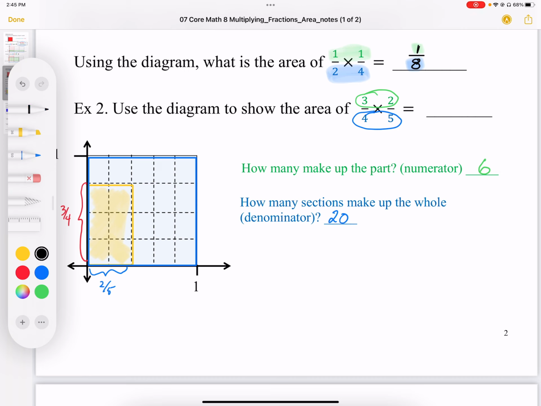So when I write my answer here, the number of parts that make up the part is 6. The number of parts that make up the whole are 20. So the answer is 6 over 20, which we can reduce to 3 over 10. And this starts getting us towards this rule that we could use. We can do top times top, bottom times bottom, when we multiply fractions. And when we do it in a grid like this, we can see exactly how we get those parts.